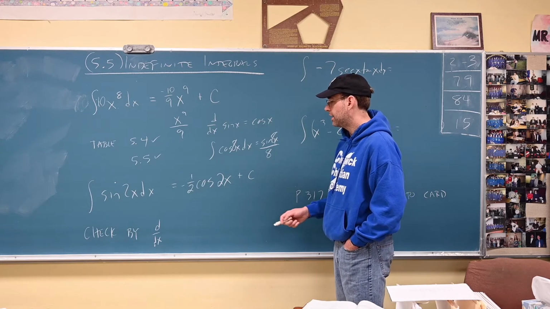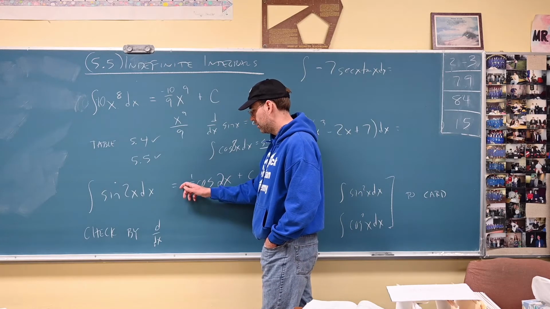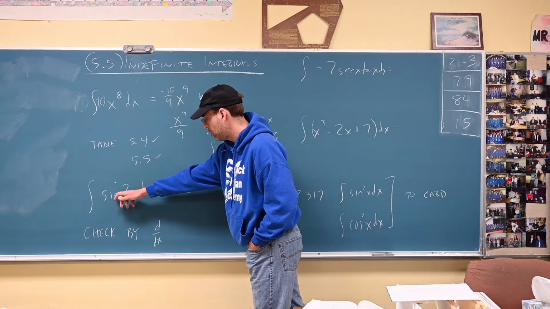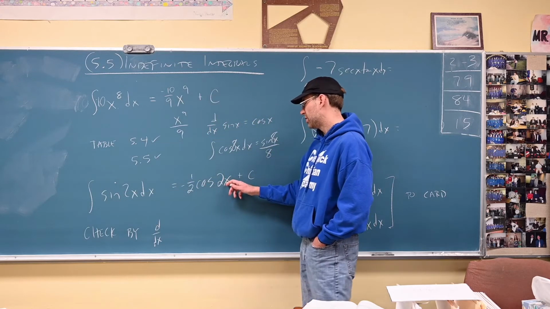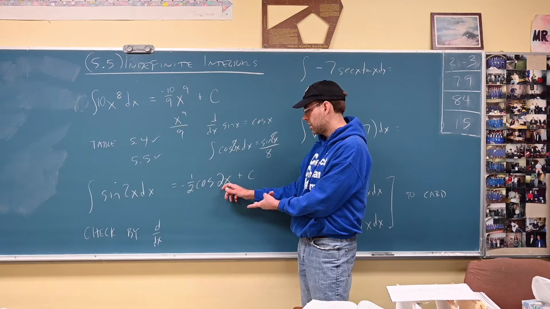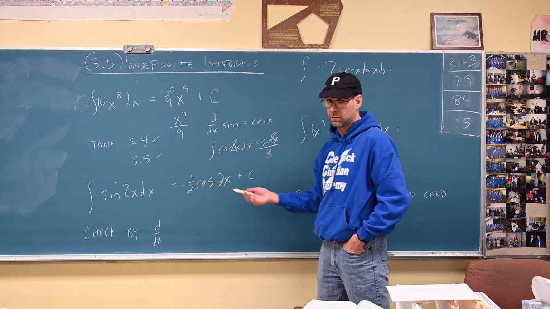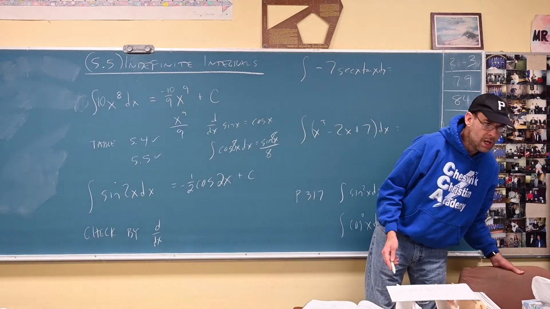And again, if you wanted to check this, the derivative of cosine is negative sine, which turns this negative back into a positive and a sine. And the chain rule would make you multiply by a 2, because that's the derivative of the argument. 2 times that would just wipe it out. Derivatives check integrals, integrals check derivatives.